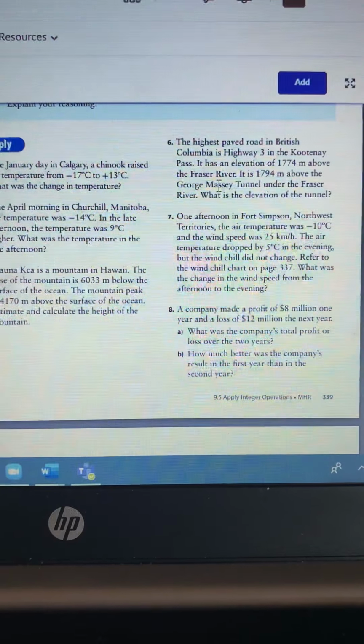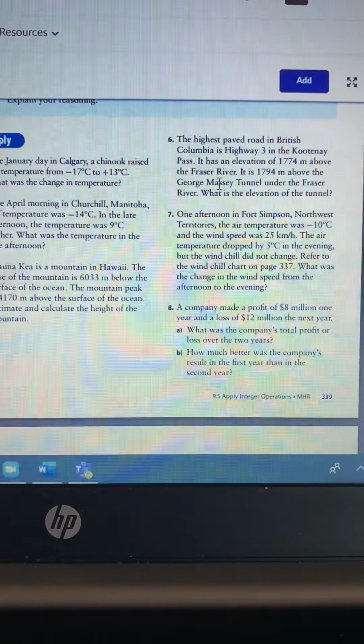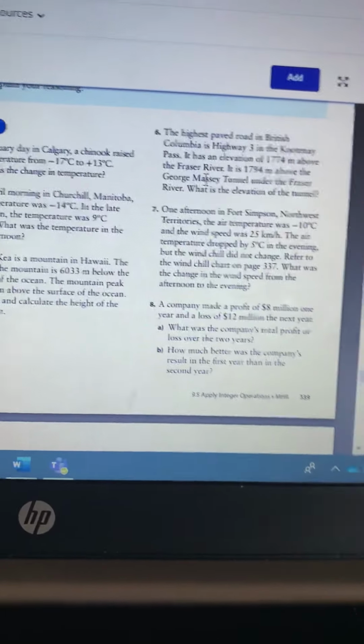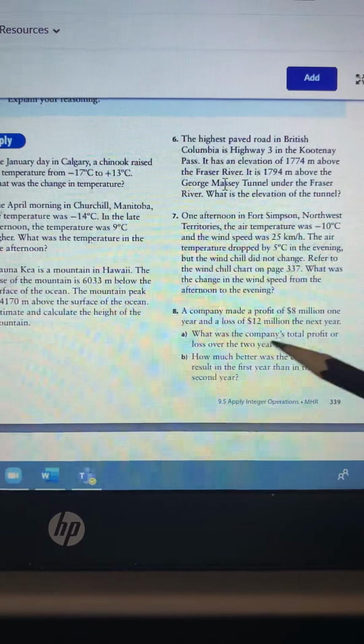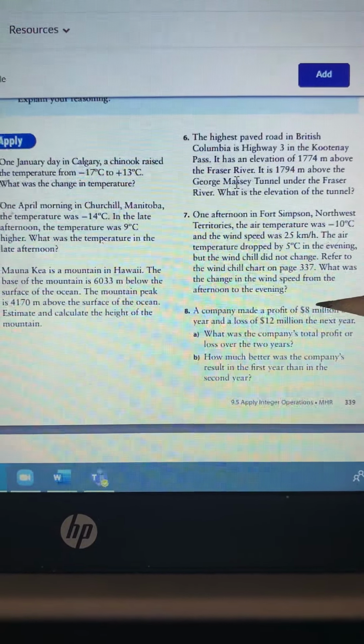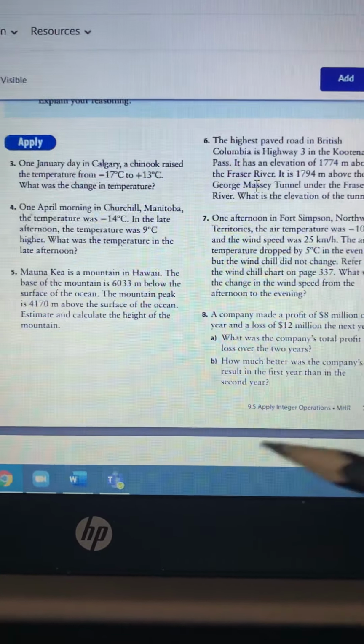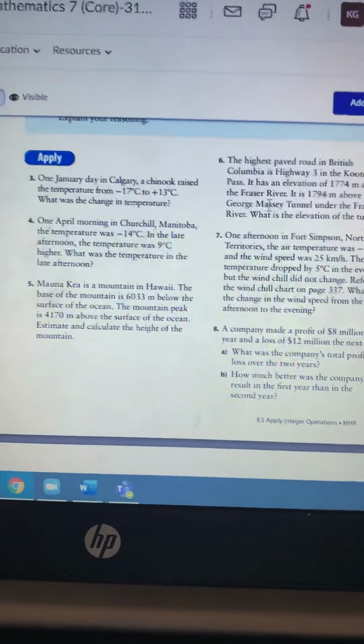So the first thing I'm going to do with this question is, because it has such big numbers, I'm actually just going to work with the number 8 and the number 12. Because they're both in the millions, I can just kind of ignore the millions and do the math and add the millions back on later.